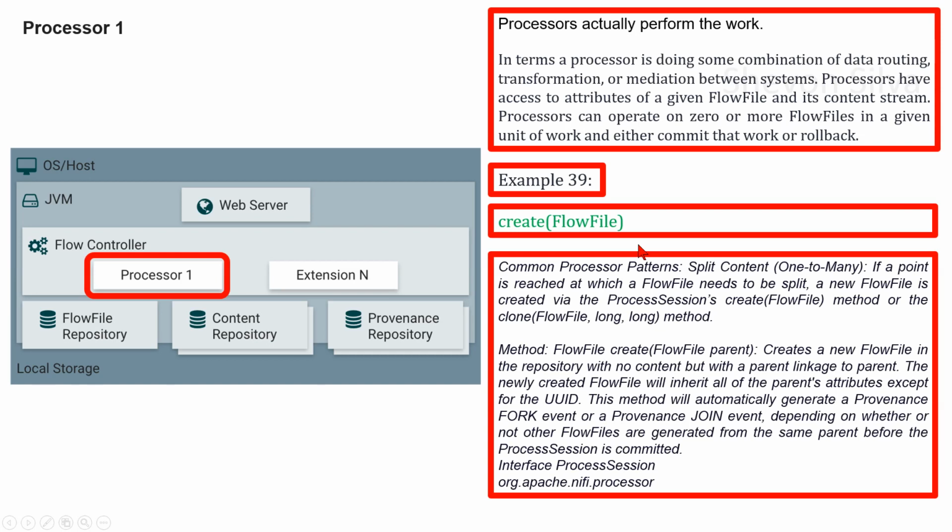In this case, a provenance ROUTE event is emitted. Typically, ROUTE events are not emitted when routing a FlowFile to success, because this generates a very verbose lineage that becomes difficult to navigate.